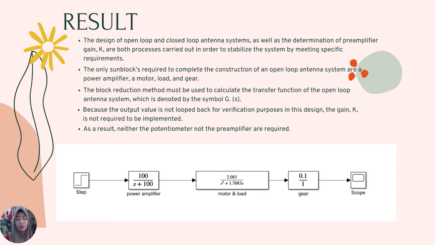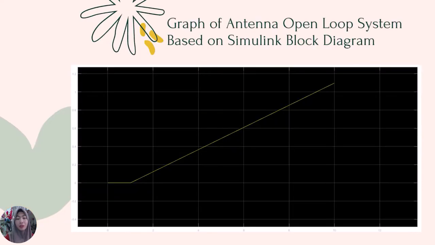As you can see in the picture, then the graph of the open loop system based on the Simulink block diagram. As you can see, this is the output data from calculation in the open loop system.